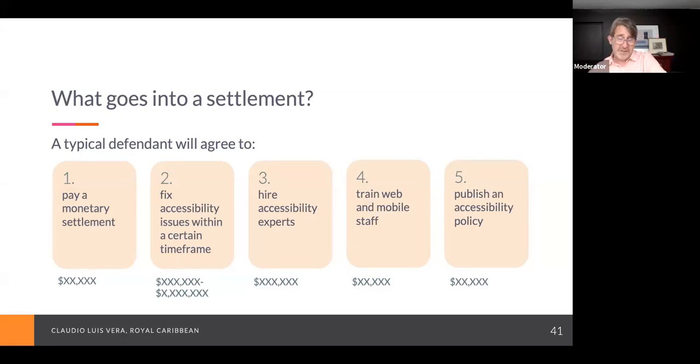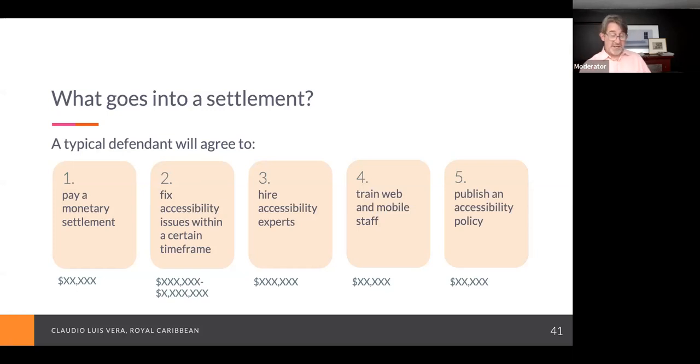Then you have your own internal costs of having your own legal counsel working on the case, hiring an outside legal counsel. So once you get into all of this, you've probably got about $350,000 in to defend yourself and get to that settlement if you're a large defendant. So you promise to pay the monetary settlement. You promise that you're going to fix your accessibility issues within a certain time frame. Usually it's 6 months, or it could be 1 year. If you're a really large company, you may be able to buy 2 years to fix your accessibility issues and hit a certain standard.